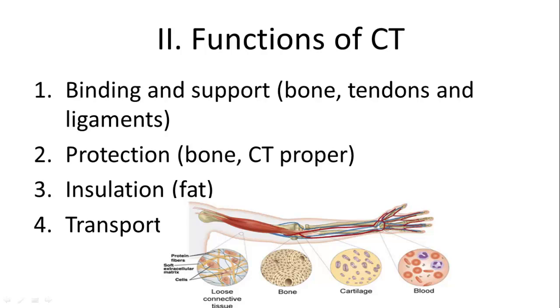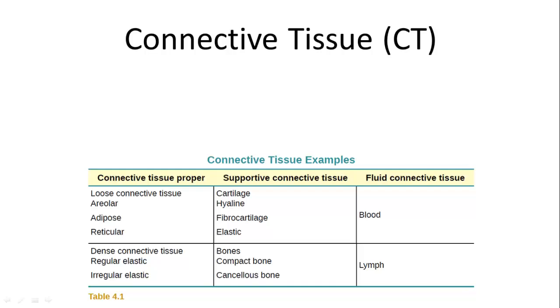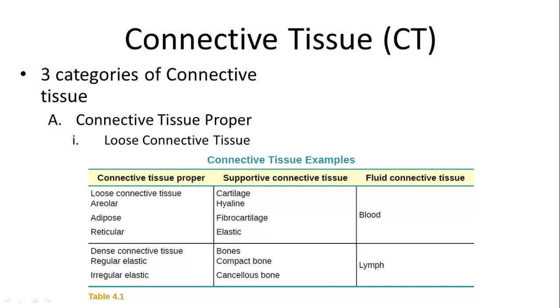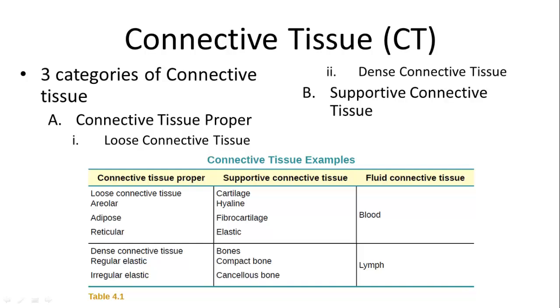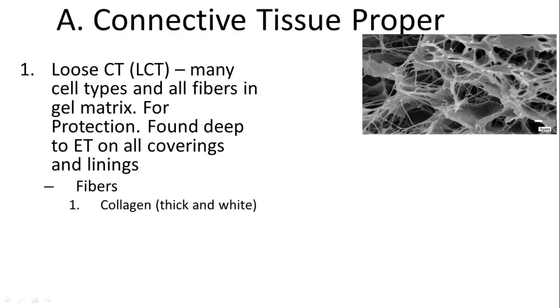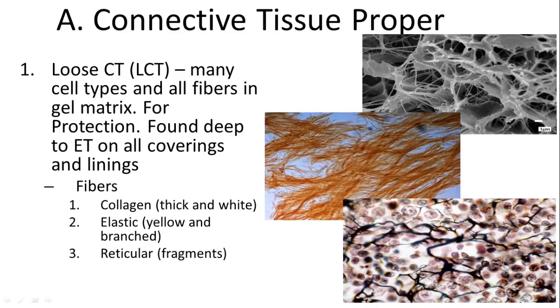There are three categories of connective tissue. We have connective tissue proper, which is made of loose and dense connective tissue, supportive connective tissue, and fluid connective tissue. And then we'll break it down from there. In connective tissue proper, we have loose connective tissue, which is defined by the different types of fibers it may have. Collagen is the most abundant fiber in the body. It is thick and white, this one up here. Elastic fibers are yellow and branched, okay? And reticular are more fragmented. So those are your three types of fibers.